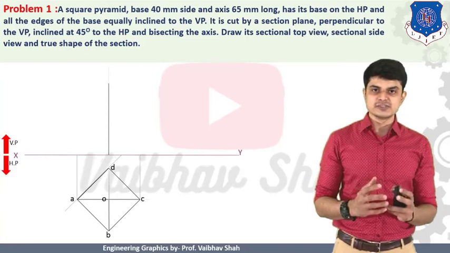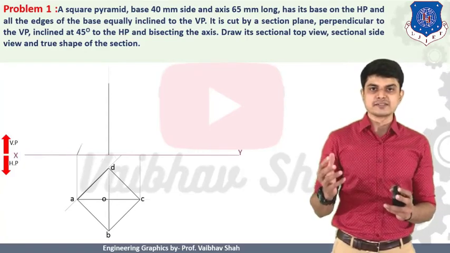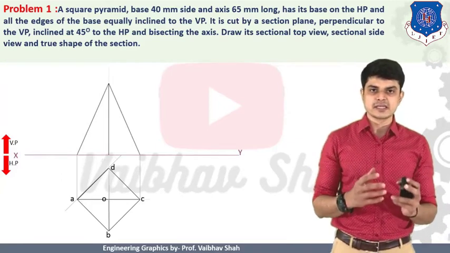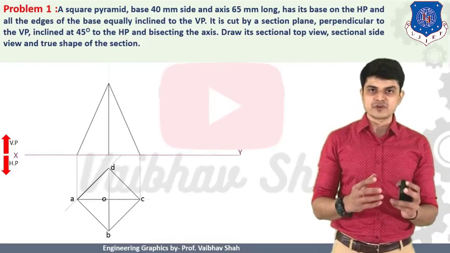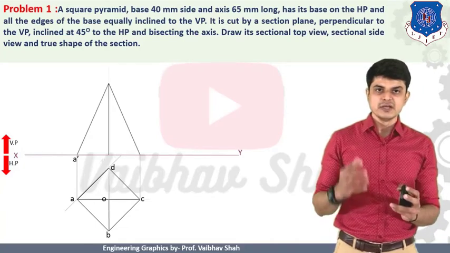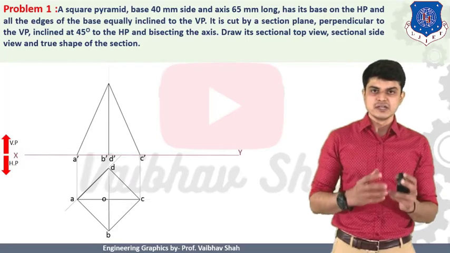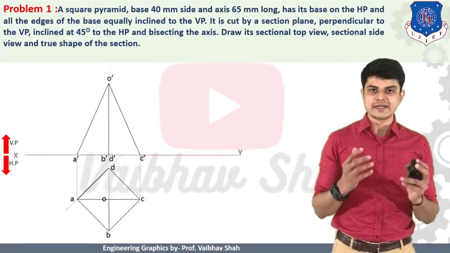After adding your axis, you should simply connect the top point of your axis to your points on your XY line, and you will have one triangle. This is nothing but the front view of your square pyramid. After getting the front view, you should give the notation to this pyramid. So let us give the notation: A dash, B dash, D dash, and C dash. These are the notations for the front view. Then after let us give the notation to your apex point.